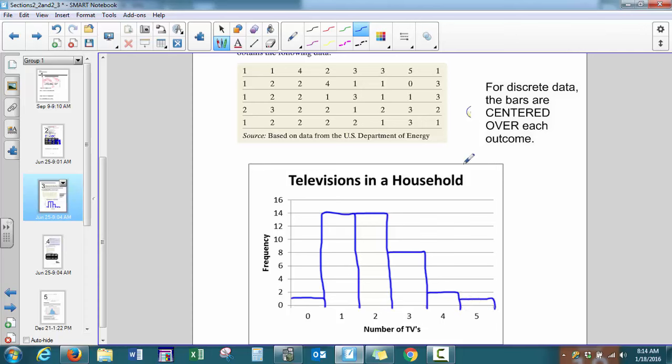So this is our histogram for discrete data. Our bars should touch because the data is quantitative and our values are centered in the middle of those bars when our data is discrete.